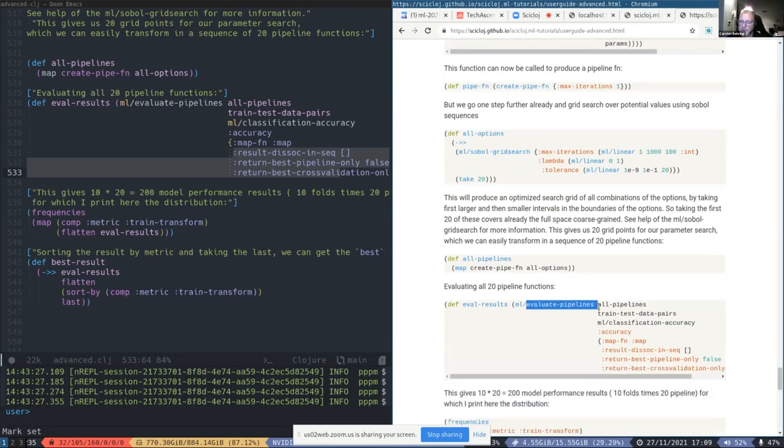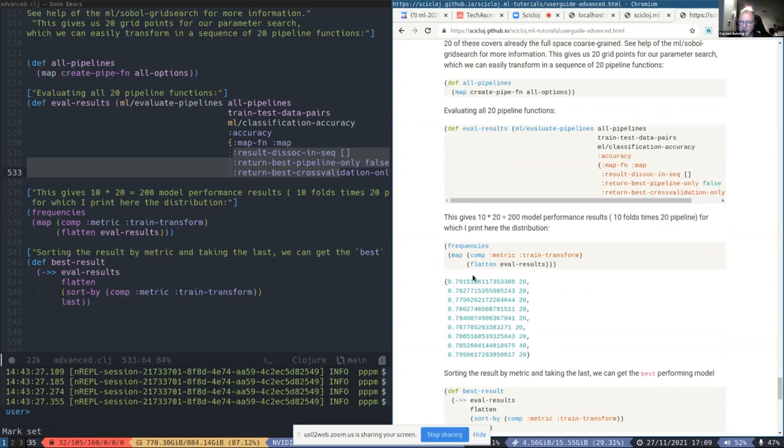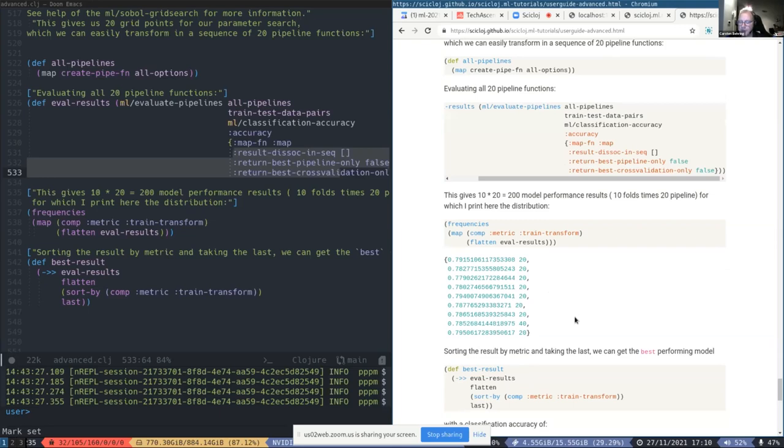So now I'm saying I have 20 pipeline functions. I have again my split as before. And I see here, for example, the average metrics for all the 20 different models. One model had an accuracy of this, one model had an accuracy of that, and so on. I say here that I don't want to return only the best, so it returns me all of them. If I would set this flag here to true, then it would only return me one, the best model. So this shows that it is meant for both use cases.